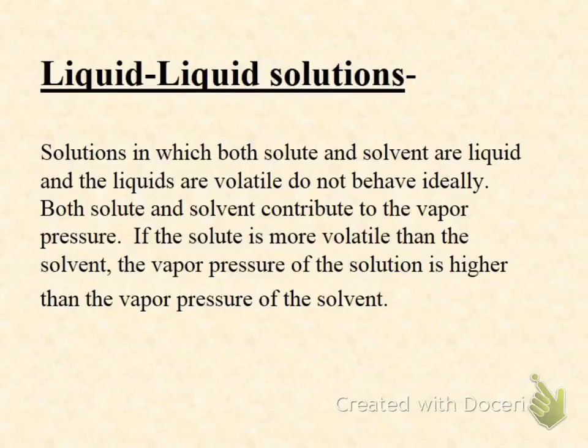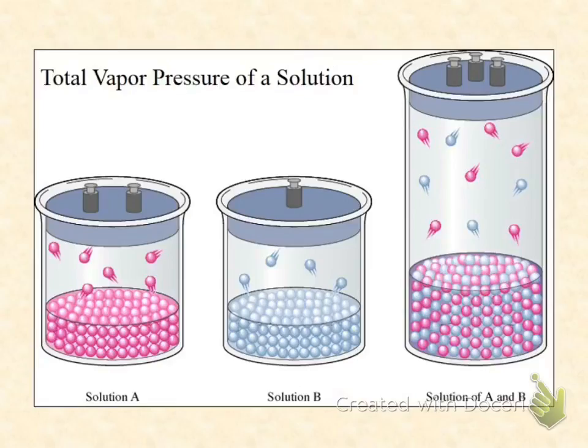Liquid to liquid solutions, solutions in which they're both a liquid, are volatile. They do not behave ideally. Okay, so both solute and solvent contribute to the vapor pressure. If the solute is more volatile, then the vapor pressure of the solution is higher. Okay, which makes sense. So here's our vapor pressure in the solution. So now we added something that is more volatile, and so it's going to have more particles escaping to a gas phase.